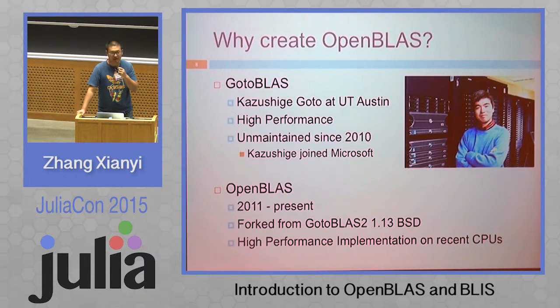Why did we create OpenBLAS? At first I must talk about GotoBLAS. GotoBLAS was developed by Kazushige Goto at UT Austin. GotoBLAS has very high performance, but it has been unmaintained since 2010. The reason is that Goto joined Microsoft. So in 2011, we forked GotoBLAS to OpenBLAS to continue to optimize the library on recent processors, trying to give an open source high performance implementation.